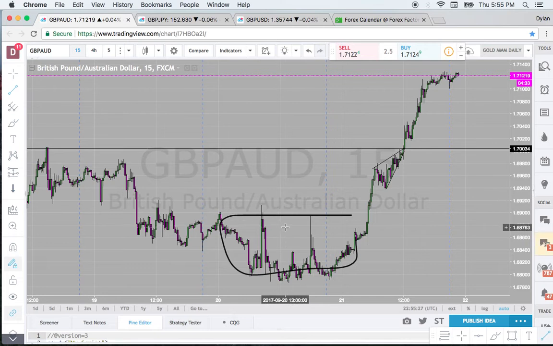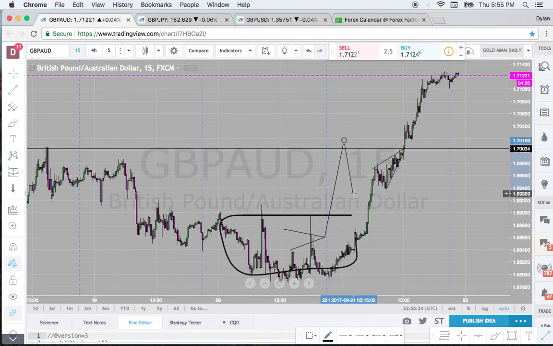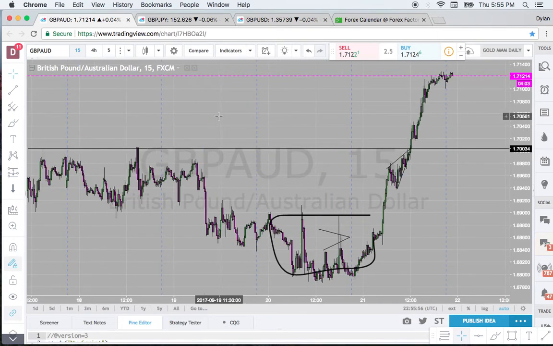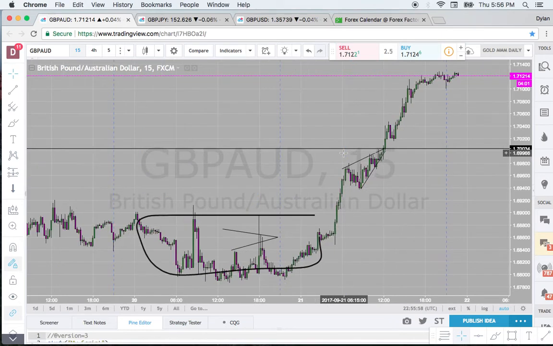For example, if the wedge was down here and then the breakout happened like this, that's a sell. But the wedge is at our high. What do we think is going to happen? We can expect a stop hunt or a breakout of this wedge to stop hunt the high here. And that's exactly what happened.